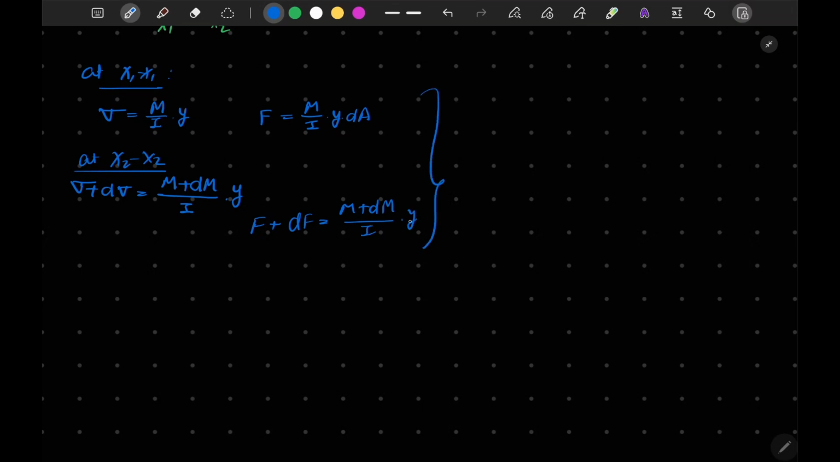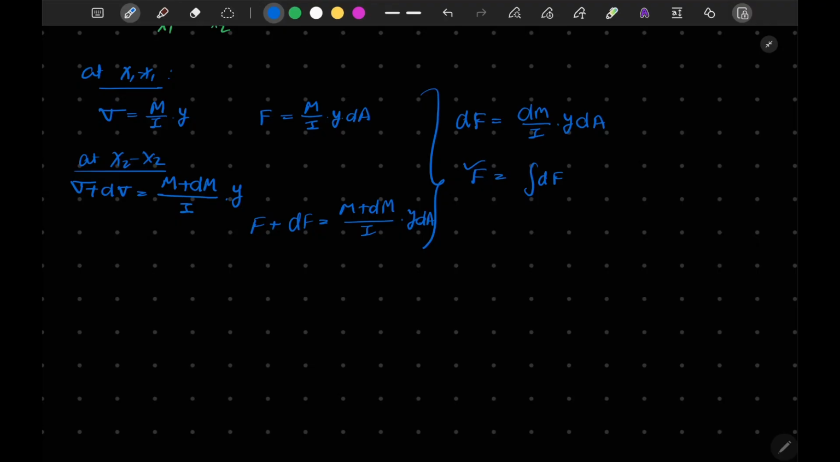Okay, now of course this is dA, the area of strip. Now if I use both these equations, I can find my change in that small force in dx length, that is dF, which will be represented by dM by I into y dA. So on integrating I can calculate F is equal to integration of dF, and this F is our shear force.